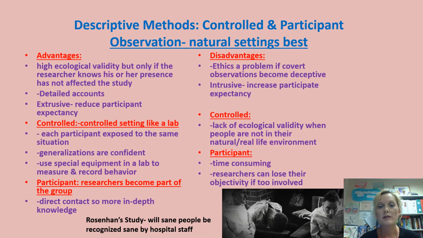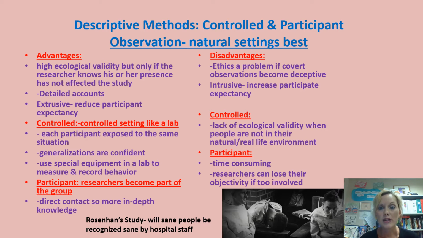Intrusive observation could increase participant expectancy. Just like we talked about with the Hawthorne effect, if somebody knows that you're observing them, it's a possibility they might skew the data because they're trying to participate in a certain way.